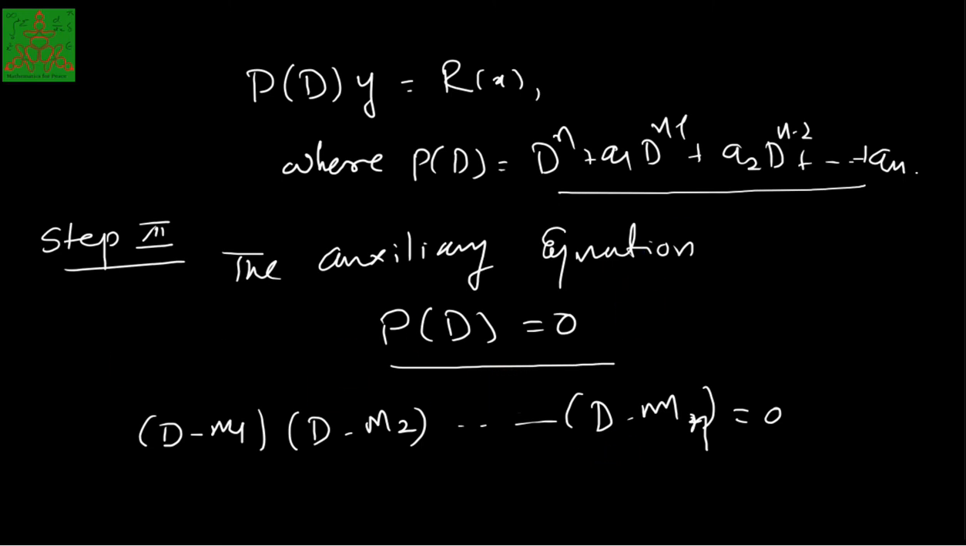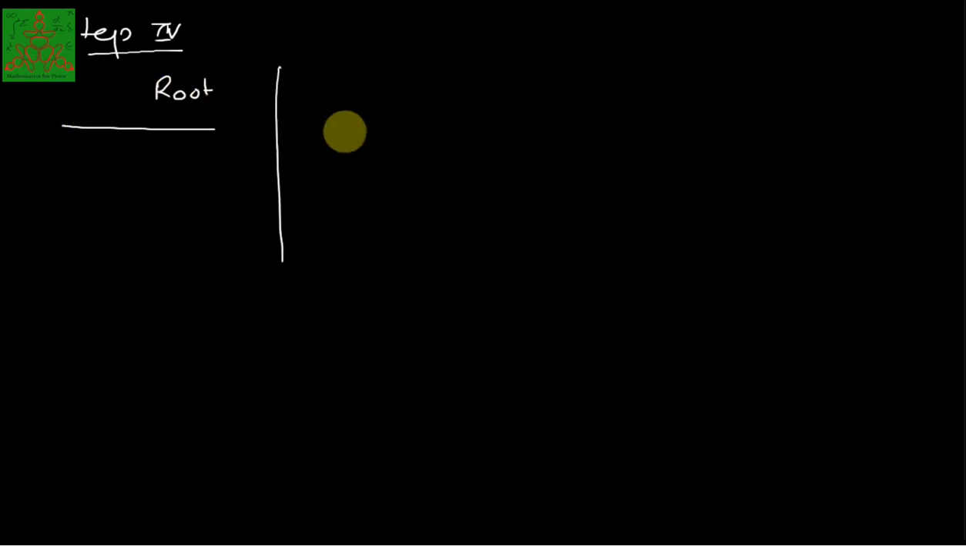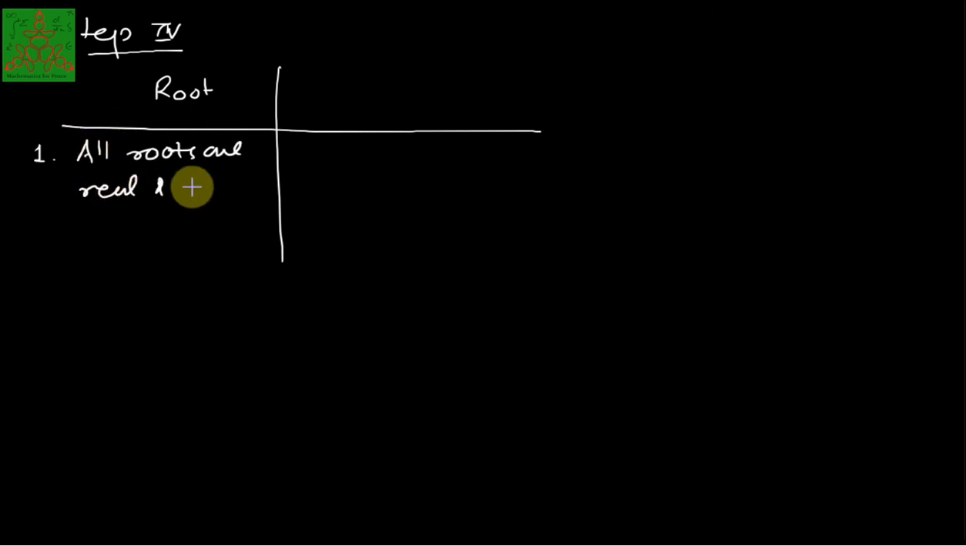Step 4 is very important, and for that I am making a table here. Since m1, m2 up to mn are the roots of the polynomial, the complementary function depends on how these roots behave. So let us write down the rules for that. I am just writing the roots. The first case is if all roots are real and distinct, that means they are different.